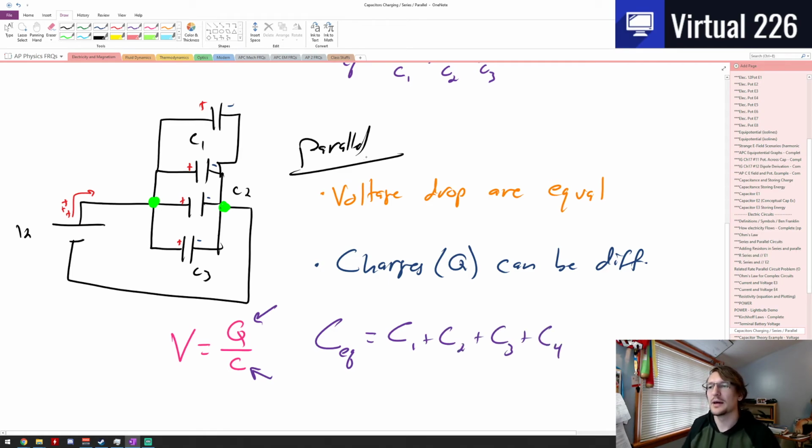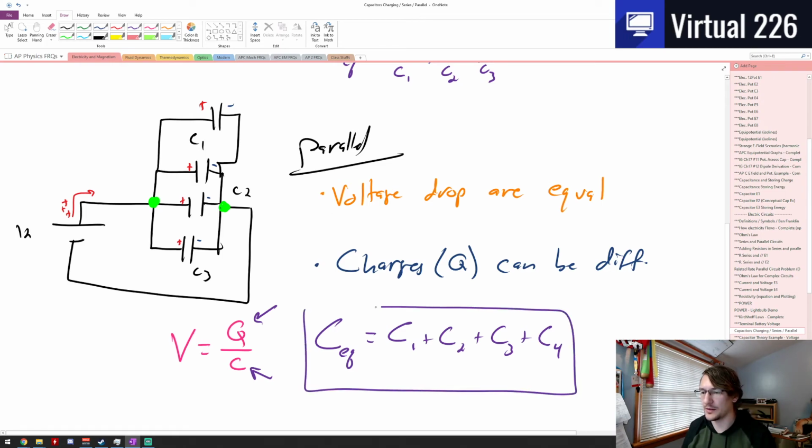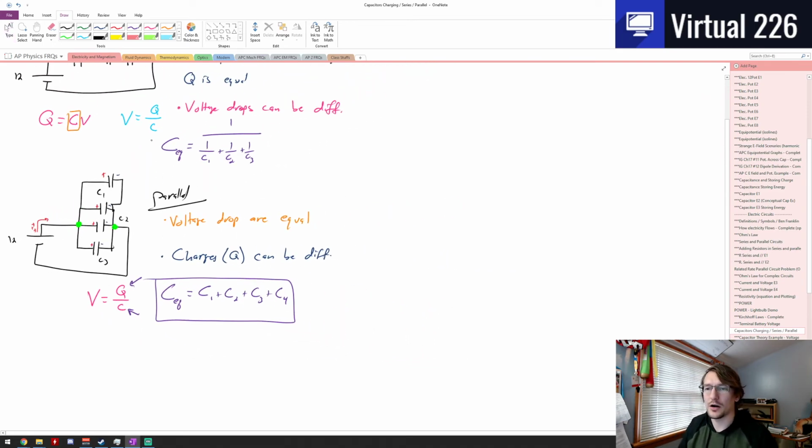And if you notice, parallel capacitors act very similar to series resistors. Okay, so this is how we can think about these things here. The two big equations we need are here in purple and highlighted.